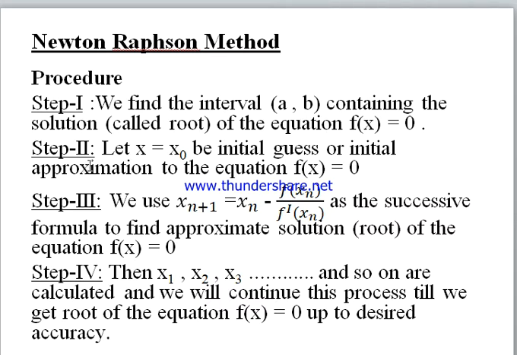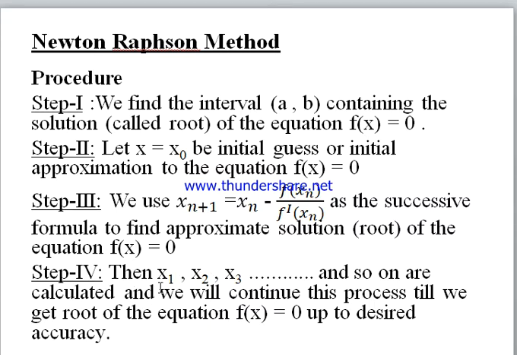Step 2: let x = x0 be the initial guess or initial approximation to the equation f(x) = 0. Step 3: we use x(n+1) = xn minus f(xn) by f'(xn) as the successive formula to find the approximate solution or root of the equation f(x) = 0. In the Newton-Raphson method, we find the iterations using the formula x(n+1) = xn minus f(xn) by f'(xn). Using this formula, we find the approximations, and when at least 2 or 3 approximations are equal, we can stop.